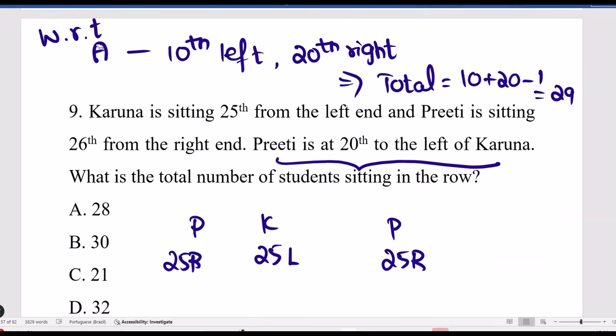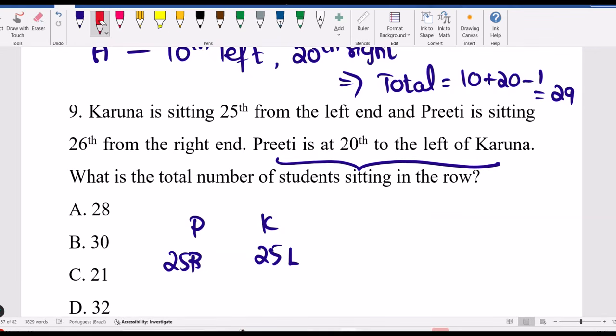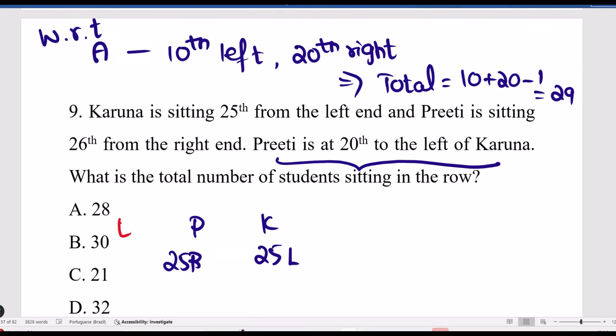See, when you are going left from Karuna, you are going close to the left side. The count should decrease. See, this is left end. This is right end. Now, Preeti is left to Karuna means close to left side, left end. How much left? 20th left. You have to decrease 20 here. Then this will be 5 left only. Preeti is 5th from left side. Preeti is 25th from right side. Then what is the total people in the row is 25 plus 5 minus 1.